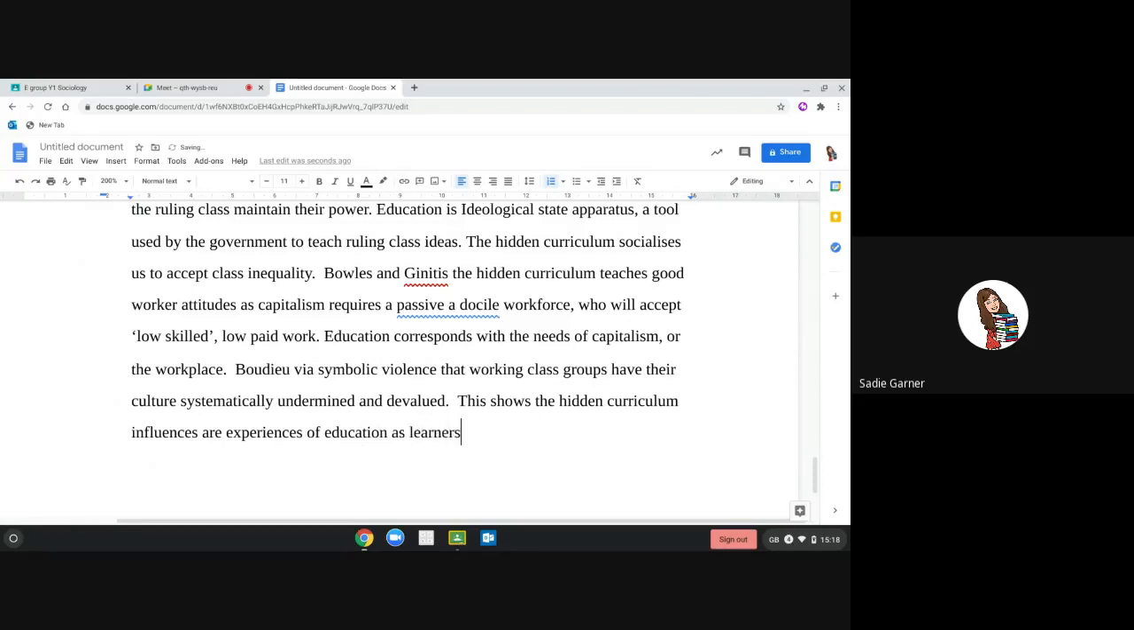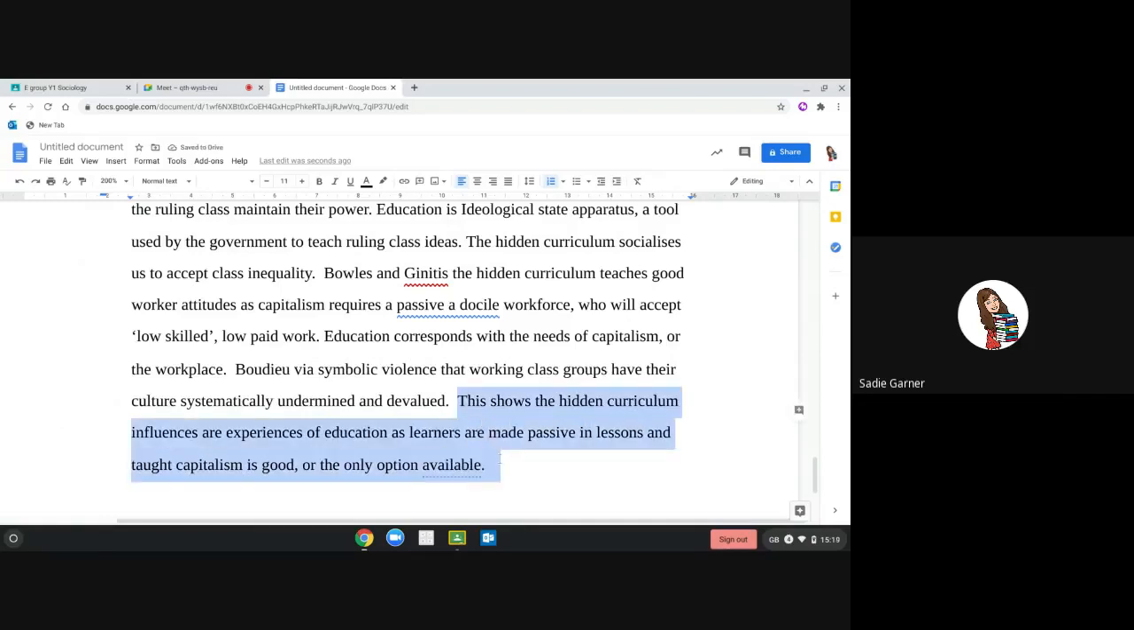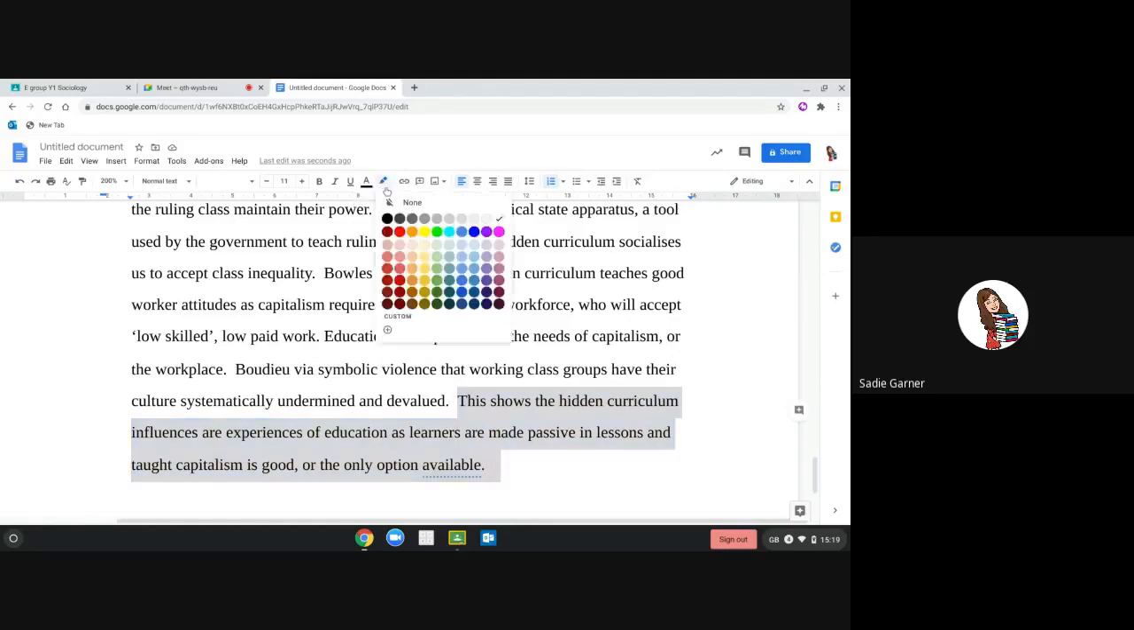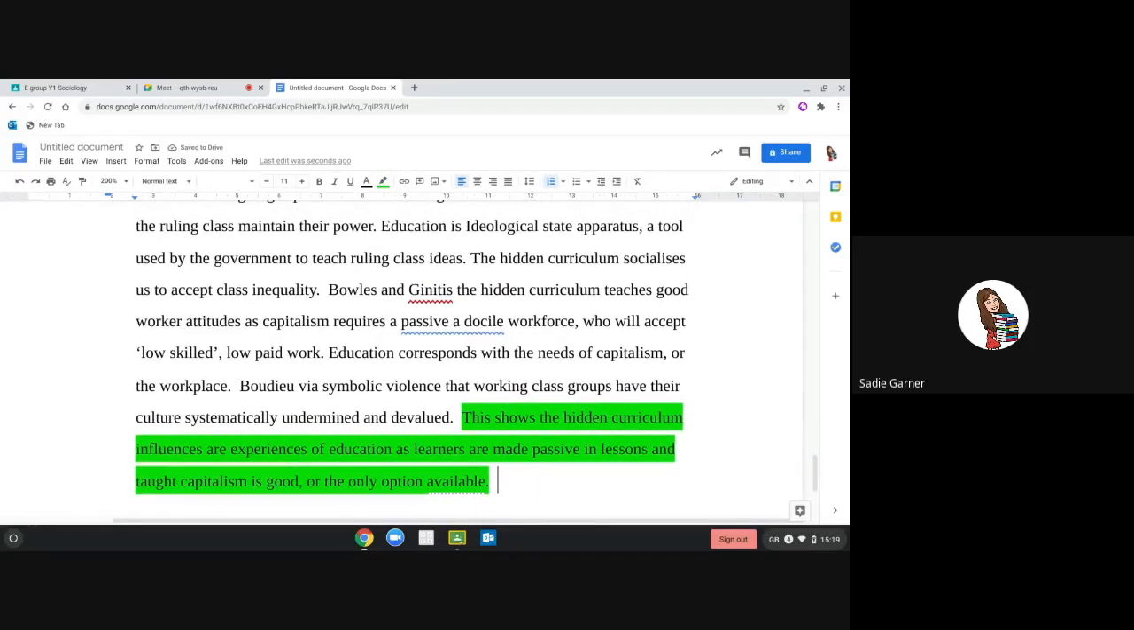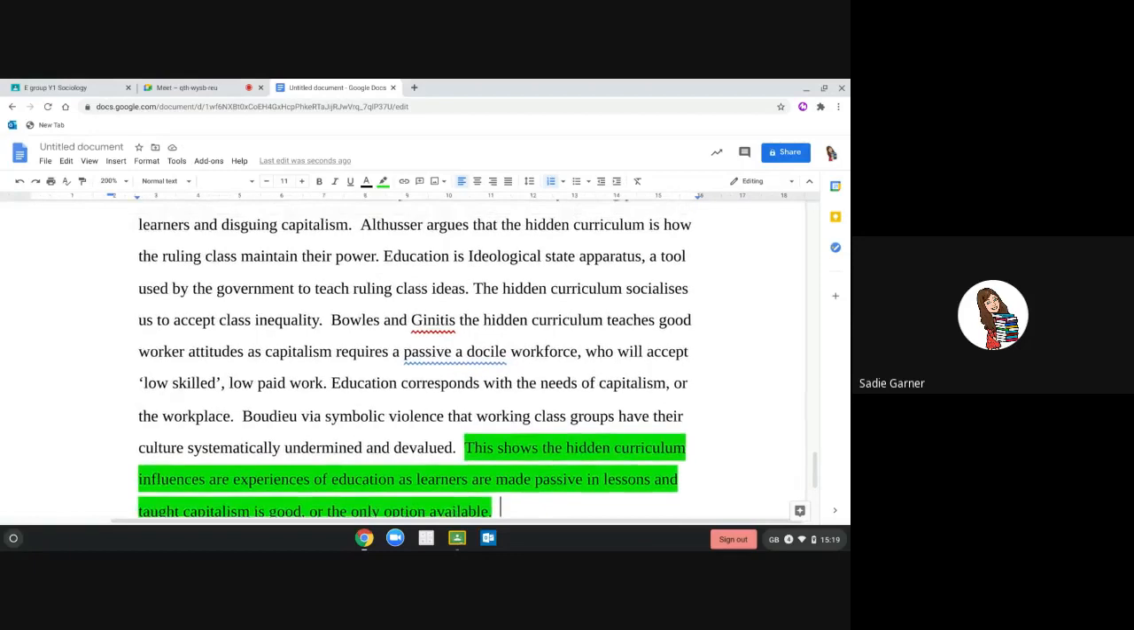As learners are made passive in lessons. They're made passive in lessons and never taught capitalism is good or the only option available. So what I'm making clear there is that the experiences of education is you as learners will be made really passive and they will only ever teach you things where capitalism is seen as good or the only option.